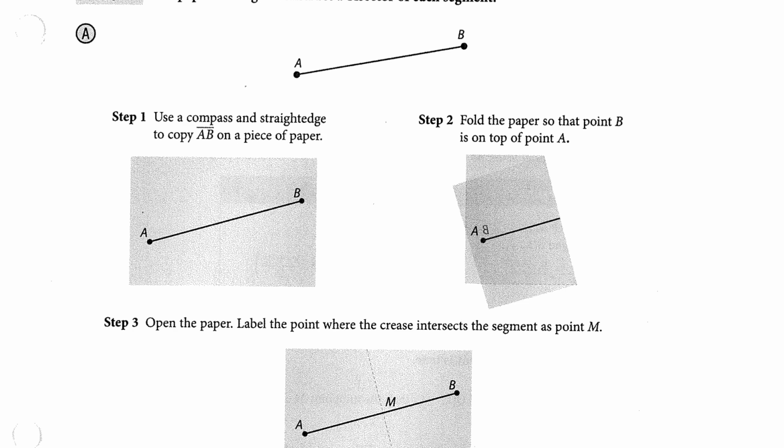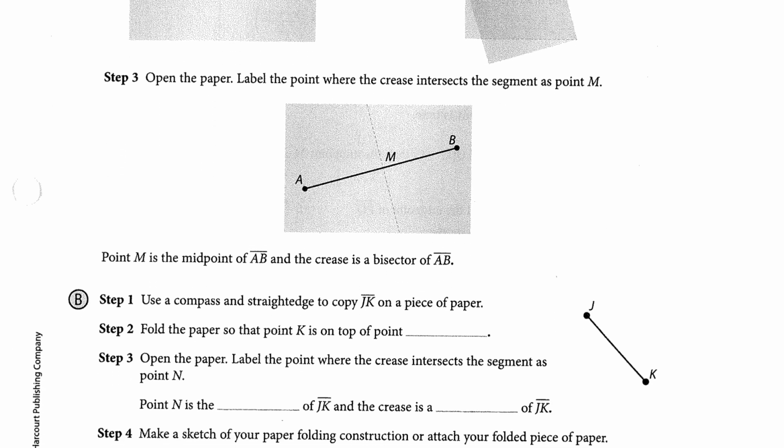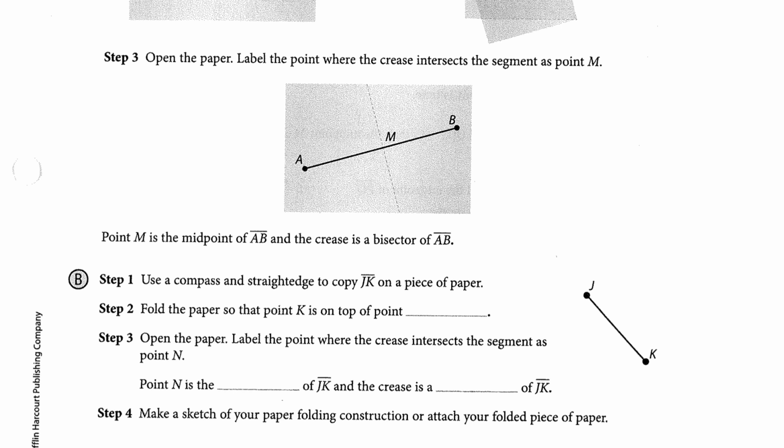Fold the paper so point B is on top of point A. They've shown it in a transparent paper so you can kind of see that they line up. Open the paper and label where the crease intersects the segment as point M. Point M is the midpoint of AB, and the crease is a bisector of AB.